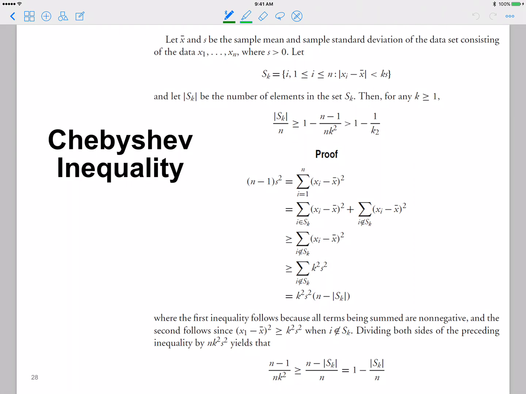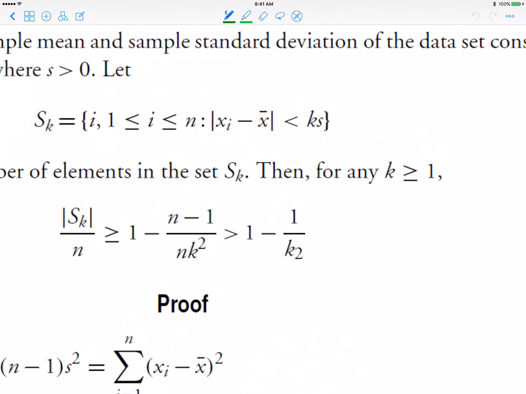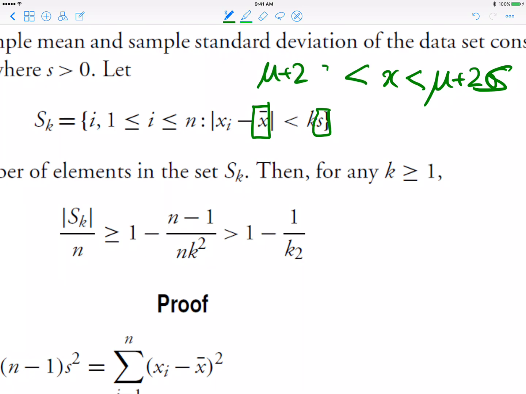Okay, then let's study this Chebyshev inequality. Let me explain that. We consider the mean value and standard deviation S. Similar to checking whether a distribution is Gaussian or not, we consider the range of the data items of mu plus 2 times sigma, or 2 times S, mu plus 2 times S. Oops, should be minus, right?